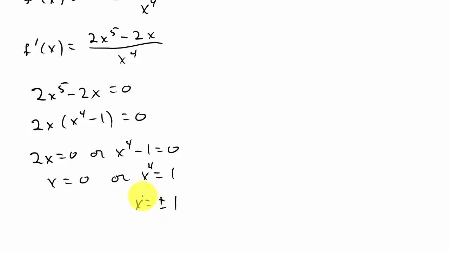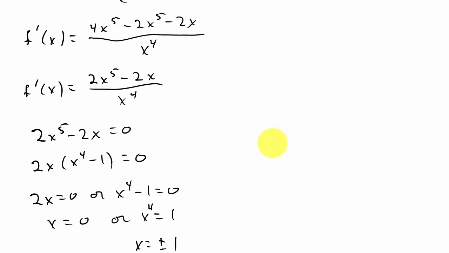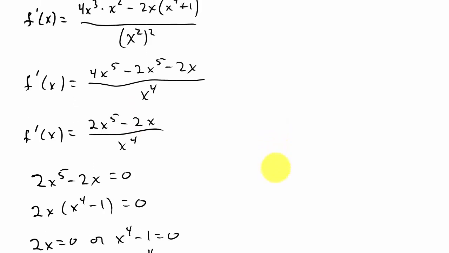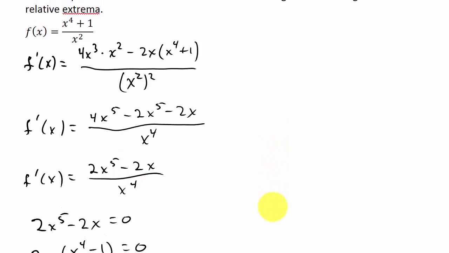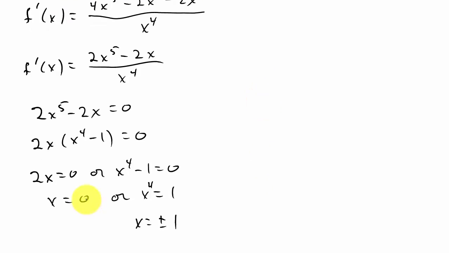And remember, there's also a critical number where the first derivative is undefined. The first derivative is undefined at 0, which we did get 0 here, but it's also undefined at 0. But look at this. Notice the function is also undefined at 0. So that tells us 0 is not a critical number. So our only critical numbers are plus or minus 1.